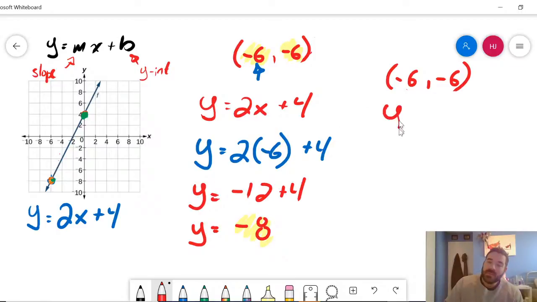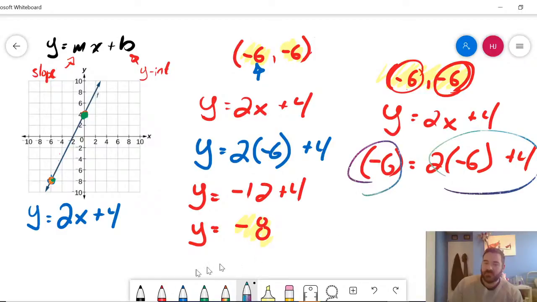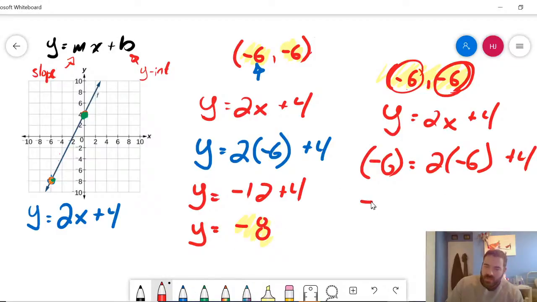But in this case, I know (-6, -6) doesn't lie on the line, so let's use it to test this system out. I'm going to replace the y by -6, and I'm going to replace the x by -6. So -6 here is equal to 2 times -6 plus 4. If this point lied on the line, when I sub them into the equation, the left side should equal the right side. So I'm not going to do anything with this left side. This left side is equal to -6 because -6 is already isolated.